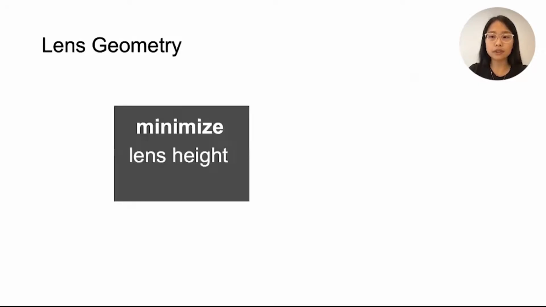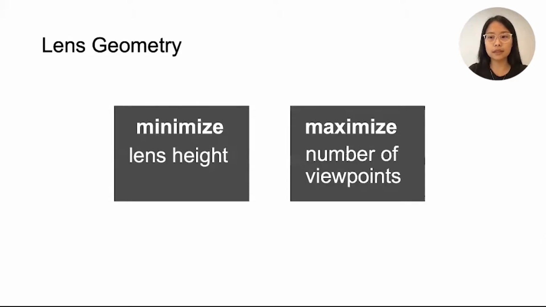Before I dive in more to the fabrication parameters, let me briefly zoom out and talk about the lens geometry. To prepare for the best final result, we need to balance 2 factors. First, we need to minimize the height of each lens. If a lens is too tall, it will stick out too much from the original object. And second, we need to maximize the number of viewpoints that each lens can support.